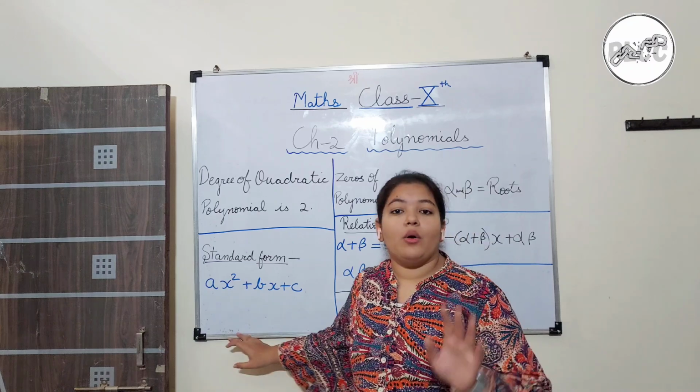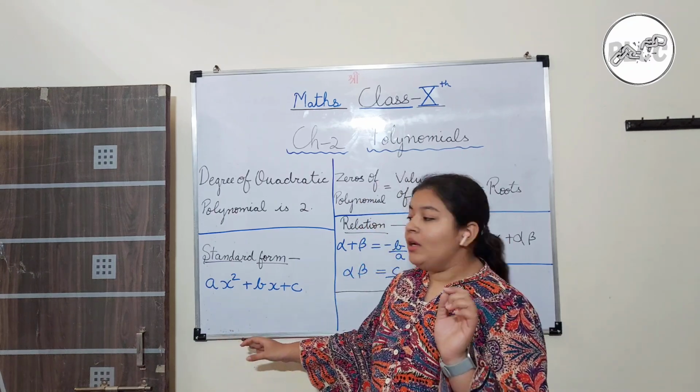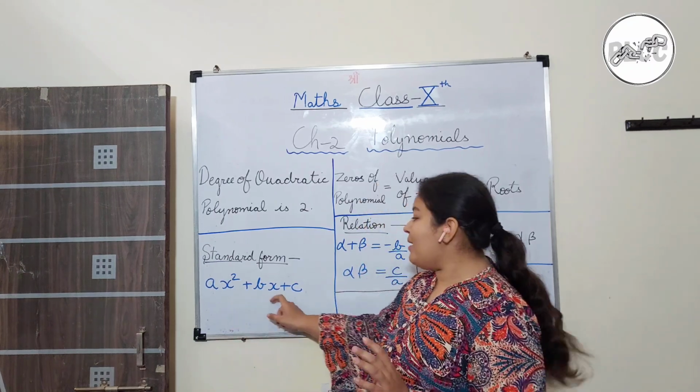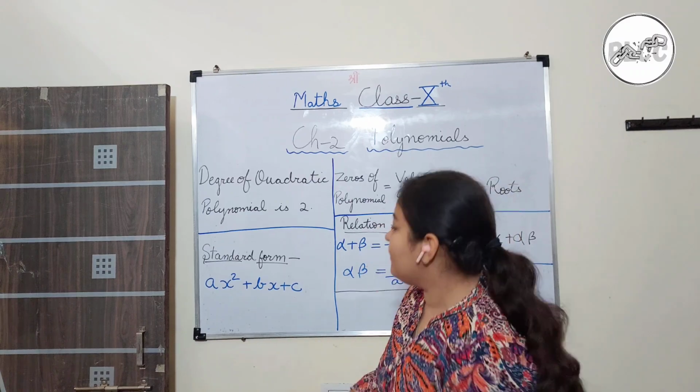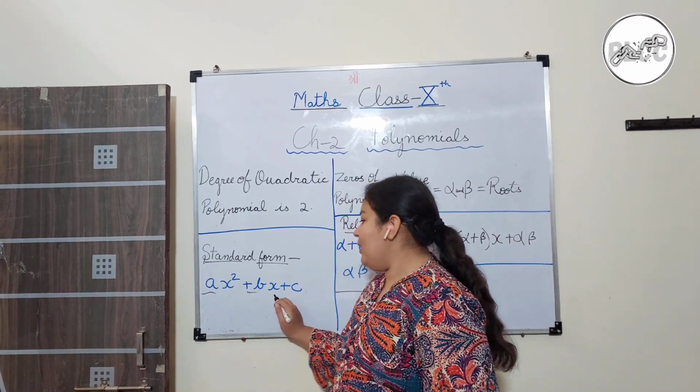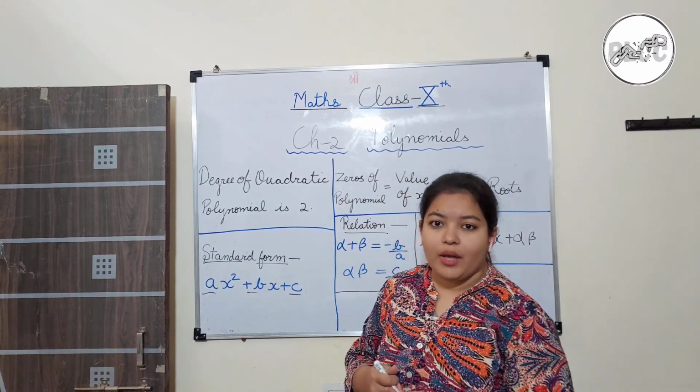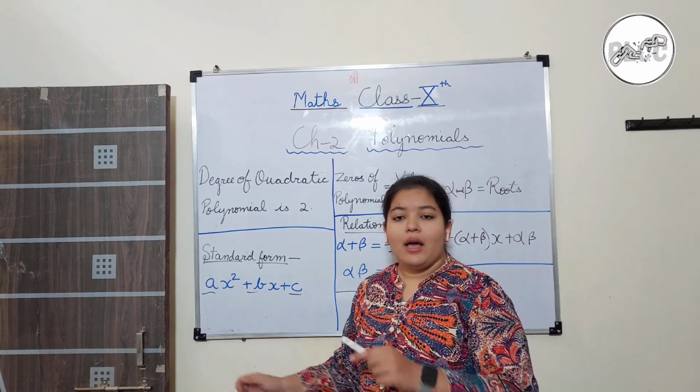Moving forward, a quadratic polynomial is always written in the format of ax squared plus bx plus c, where a, b and c are some numbers, okay, and x squared and x are always variables.